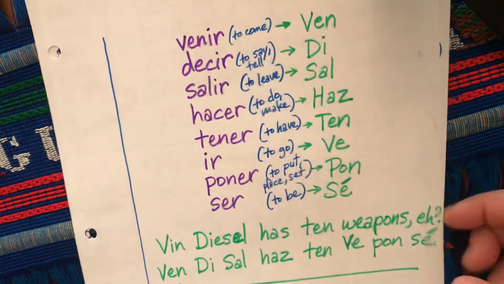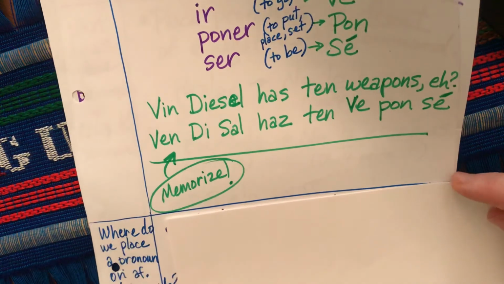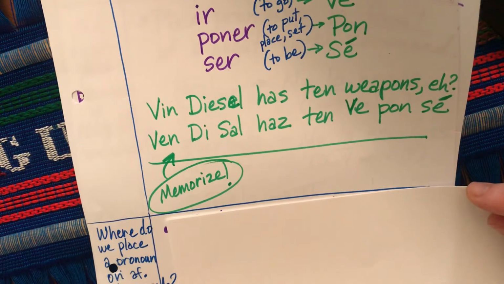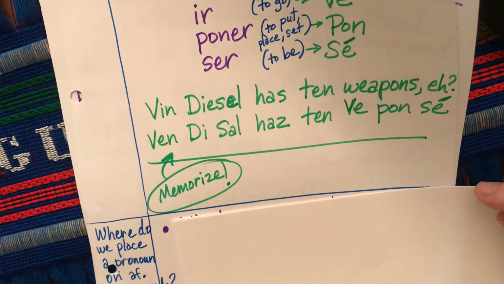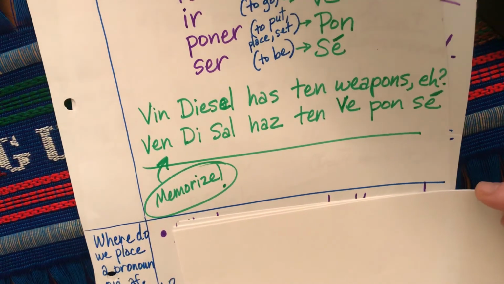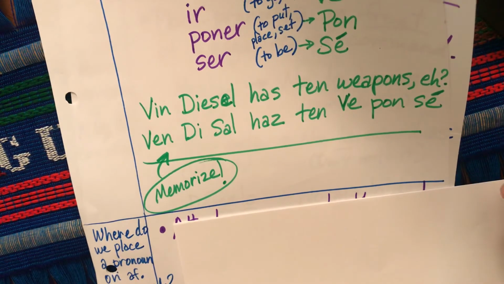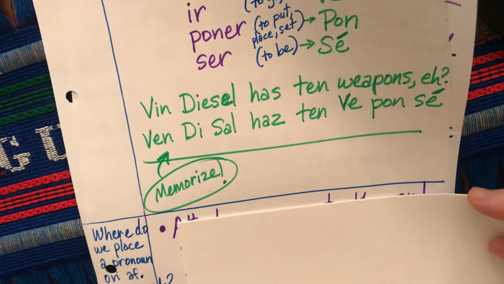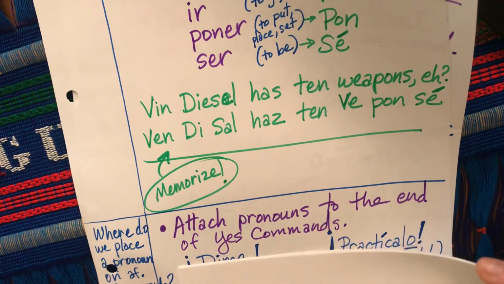All right, last question. Where do we place a pronoun on affirmative tú commands? So a pronoun, again, remember those ones that we did, double object pronouns, lo and la and le and me and te. Where do we put those if they're commands? It's a little different. You're going to be attaching pronouns to the end of yes commands.